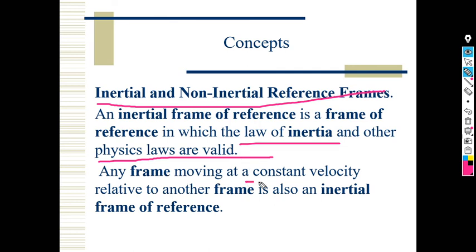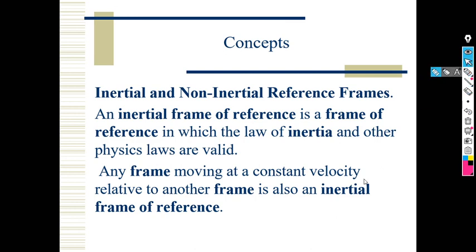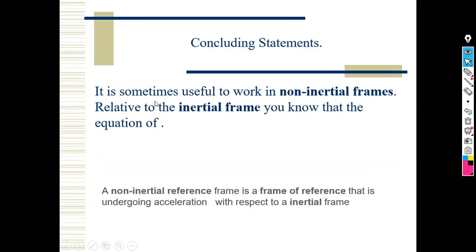A frame moving with a constant velocity relative to another frame is also known as an inertial frame of reference. This is the total about the inertial frame of reference. In an inertial frame of reference, Newton's law of inertia and other physics laws are valid. Any frame moving at constant velocity relative to another frame is also an inertial frame of reference. It is sometimes useful to work in non-inertial frames relative to the inertial frame. You know about the equation.